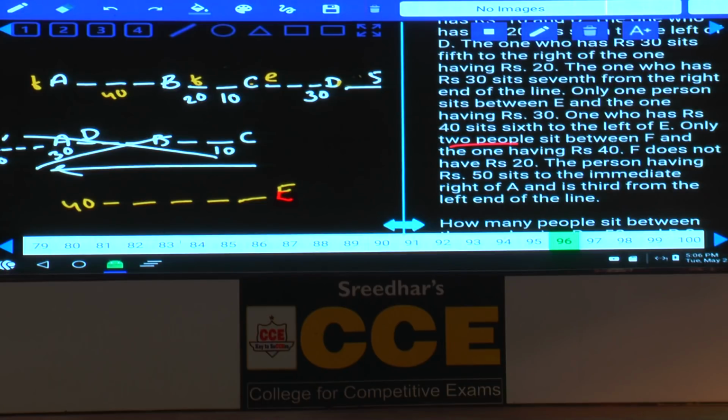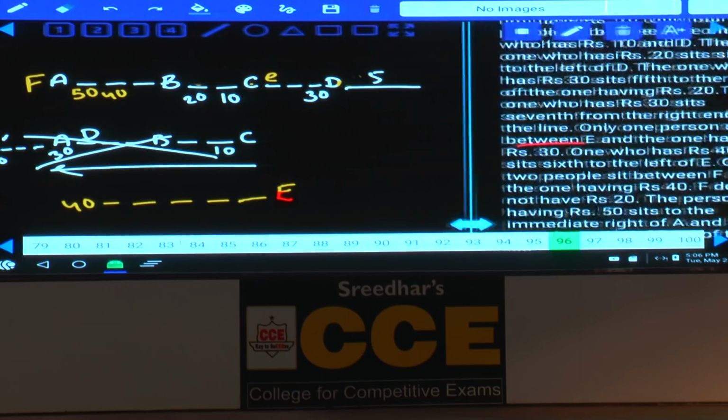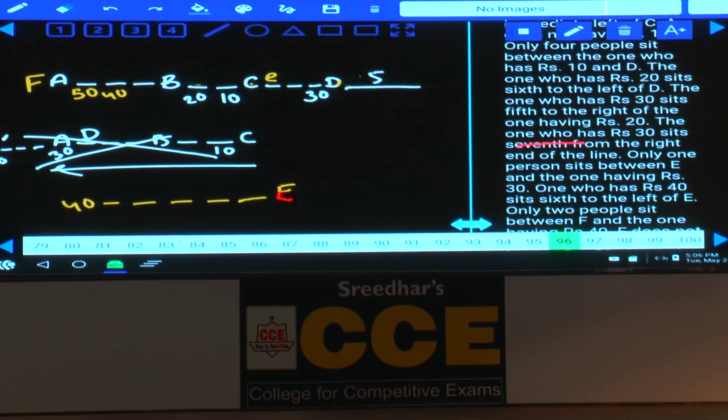F does not have 20 rupees, so F cannot be here, hence F is to the immediate left hand side of A. And next one, the person having rupees 50 sits to the immediate right of A, so 50 must be at this place. And the person who is having 50 is third from the left hand of the line. Hence, who is the first person here? F is the first person. Done? Then tell me how many persons are there in total.